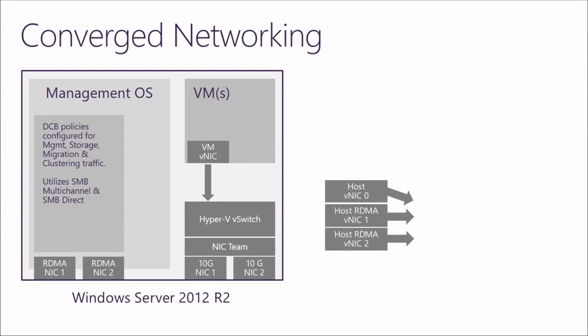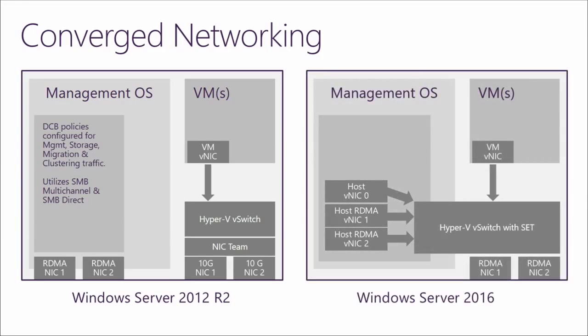The reason we've isolated those, so we've got 2 RDMA capable NICs and 2 10 gig NICs, is because up until 2016, we haven't been able to virtualize and pass through the RDMA capability to a vNIC, whether that be on a VM or on the management OS. If we look inside a 2016 host, you'll see we've converged the networking even further to reduce the number of NICs. Essentially, this server has just got 2 RDMA NICs. They could be 10 gig, 40 gig. Going forward, they could even be 100 gig.